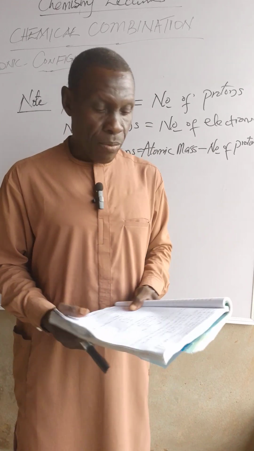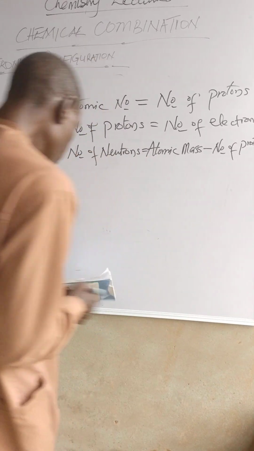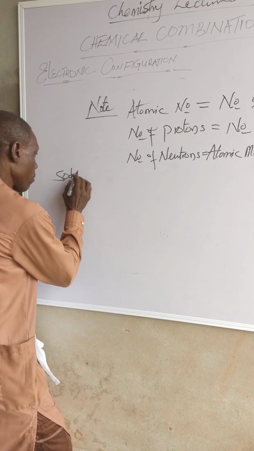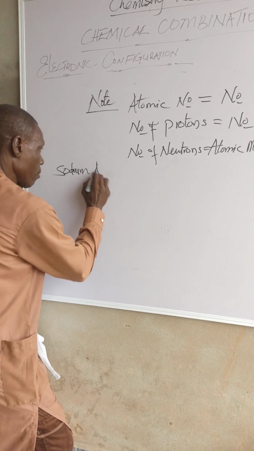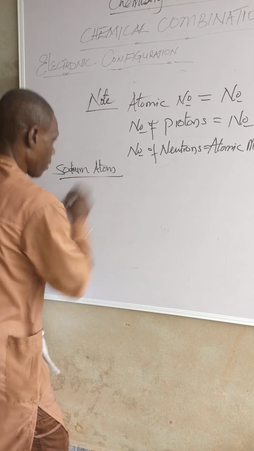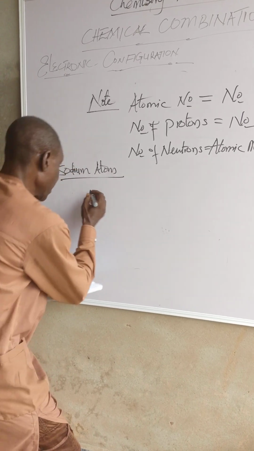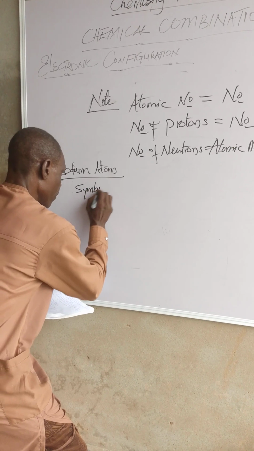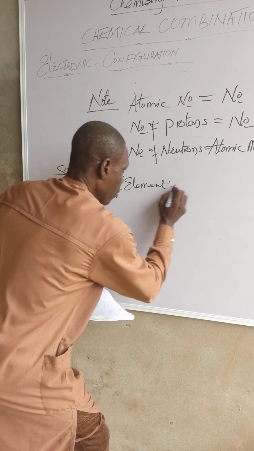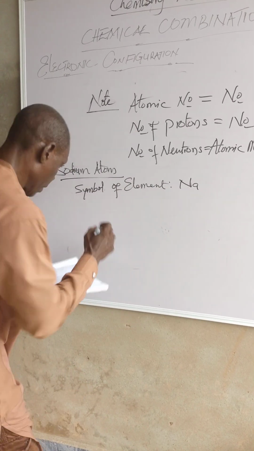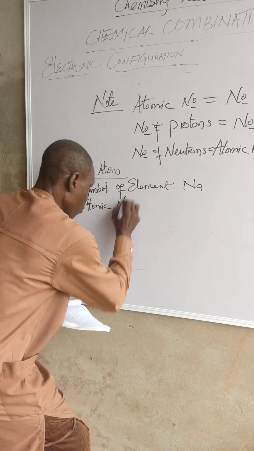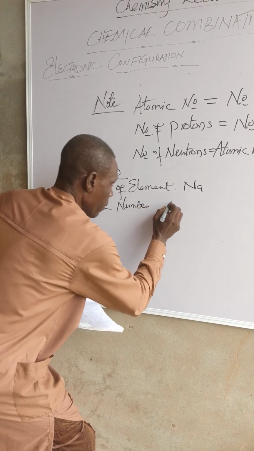Now let's give an example of sodium atom. Now from here, let's go. Symbol of element. Of course, you know Na. Then atomic number. Atomic number, 11.